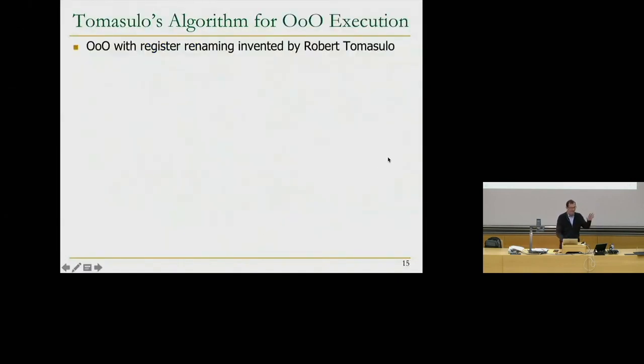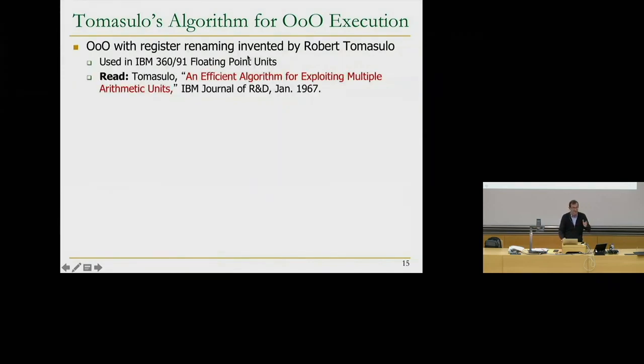So, very quickly, a little bit of history. This was invented in 1967 in the IBM 360/91. This is not the first out-of-order execution algorithm, but it's perhaps a more elegant one. The older out-of-order execution algorithm was actually by Control Data Corporation in the 1960s. It was a different algorithm. But if you're really interested, you can read this paper.